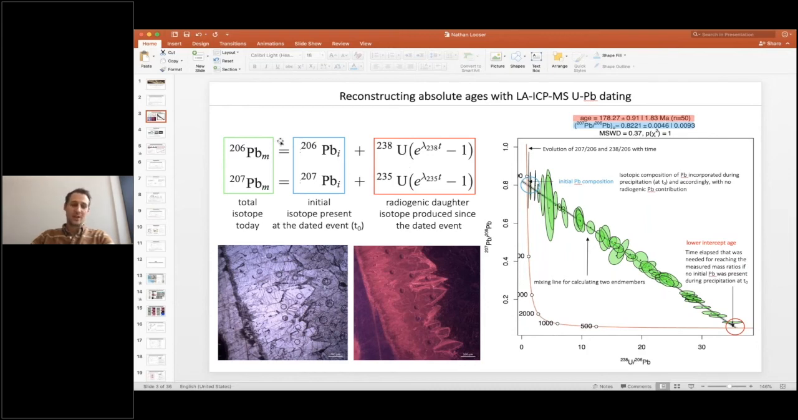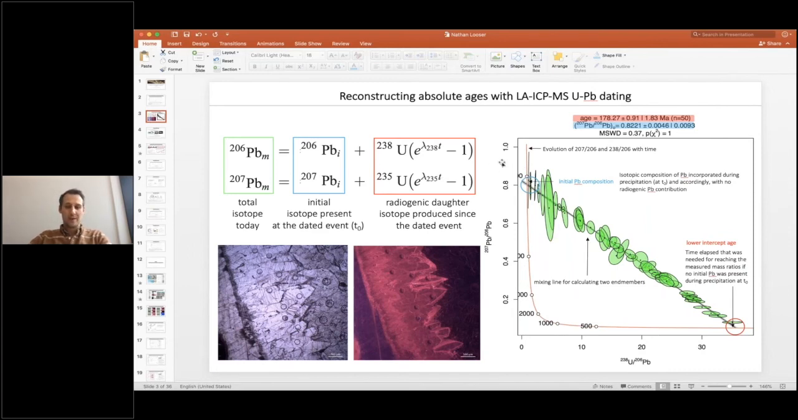So what we measure in the carbonate, the 206 and 207 lead, is actually always a mixture between this initial isotope that is present at the dated event and the radiogenic daughter that has evolved since the deposition, so through time since the dated event.